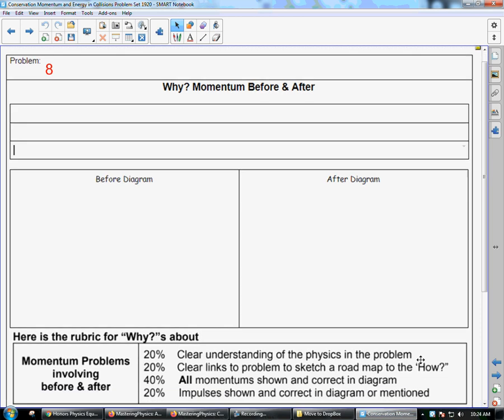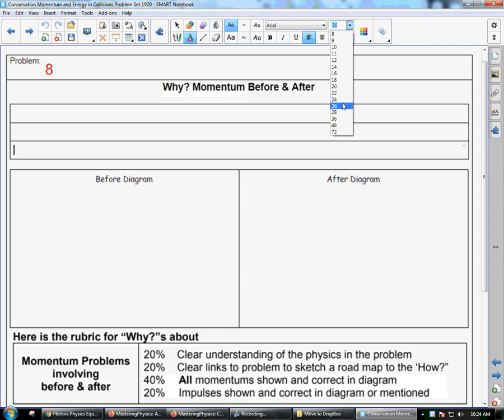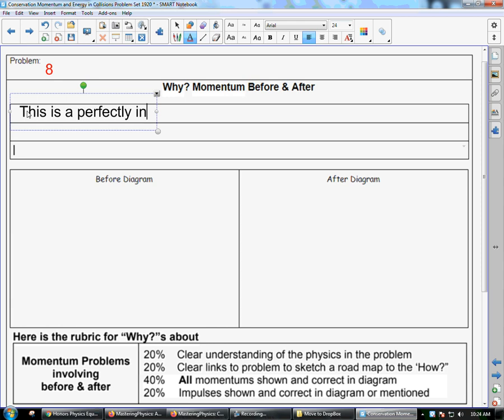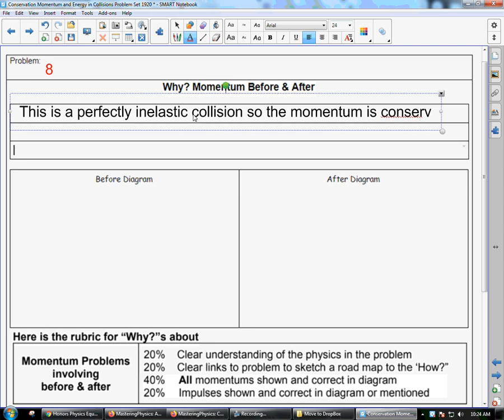So, I want to hit my rubric points here, and let's see. I think I'm going to start by actually stating that this is a perfectly... wow, that came out of my brain wrong. Inelastic collision. So the momentum is conserved, but the kinetic energy is reduced.